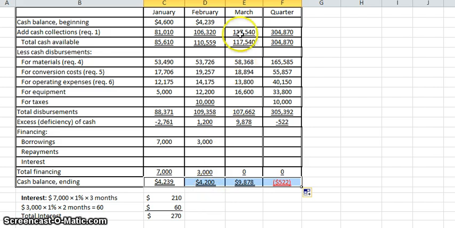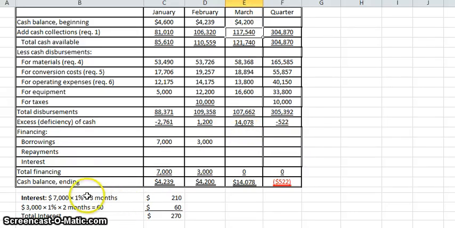Perfect. So March's beginning balance equals the ending balance of February. Cash available, $121,740, minus our disbursements of $107, leaves us $14,078. Well, that's great. We can pay back some of these loans. But notice, we've got to end up with $4,000 at the end. So even though we owe $10,000, that's only going to leave us $78,000 or $78 for interest. Let's see if that's going to be enough to cover the interest.